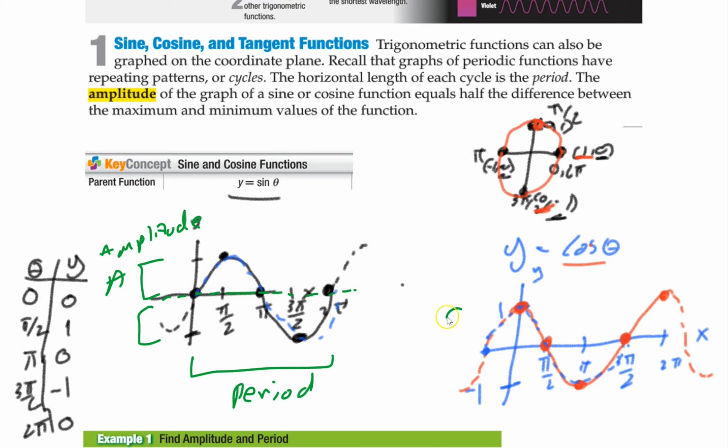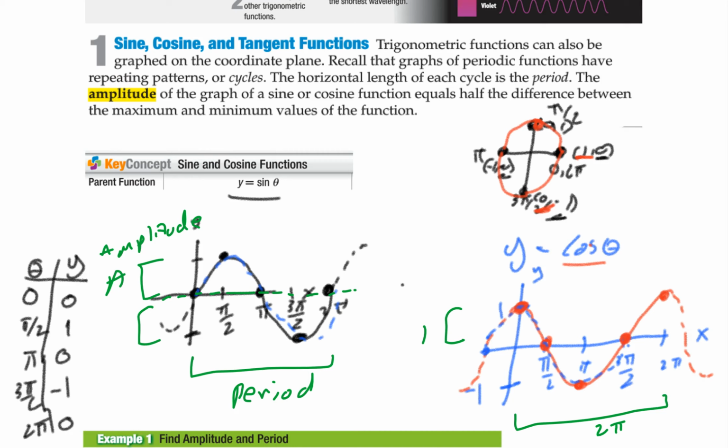Right, so the amplitude of this thing is 1. And the period, how long it takes to repeat itself, is 2 pi. So that's the amplitude, that's the period. That amplitude tells you how high and how low you go. Period tells you how long it takes to repeat itself. So that's a general idea.